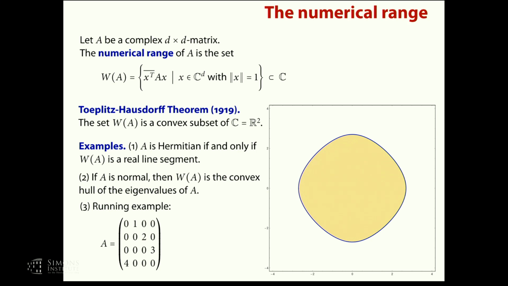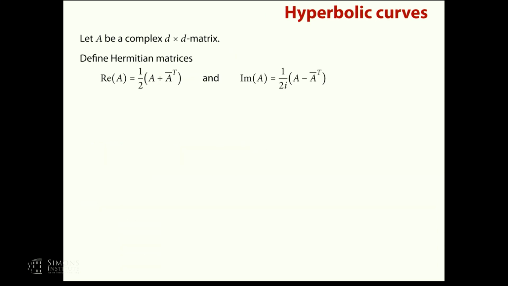All right. There's a hyperbolic curve associated with this, and that's the subject of Kippenhahn's theorem. What you do is you take your complex matrix and you split it into real and imaginary part. Not coordinate-wise, but like this: A plus A star over 2, and A minus A star divided by 2i. This makes it two Hermitian matrices, right? And of course, as it should be, A is the real part of A plus i times the imaginary part.